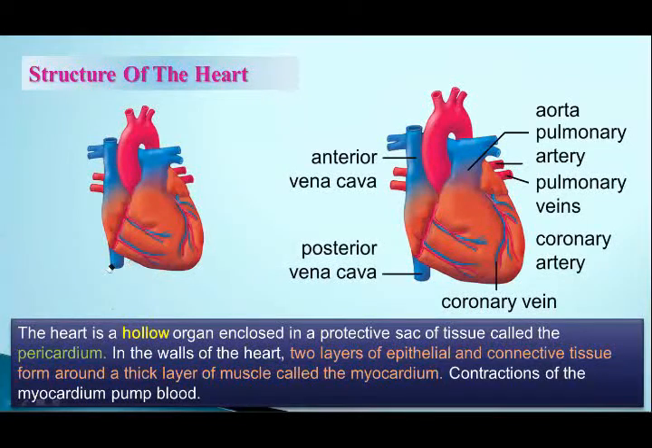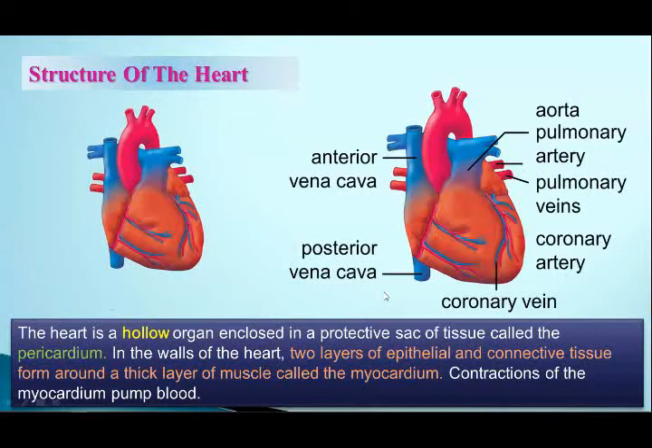Now, this pericardial fluid, what is it going to do? The heart is continuously contracting, and to reduce the friction, because the moment you contract there is a chance of friction with the adjacent organs, the pericardial fluid plays a very important role. And who is holding this pericardial fluid? It is the pericardium. In the walls of the heart, two layers of epithelial and connective tissues form a thick muscle which is called the myocardium.